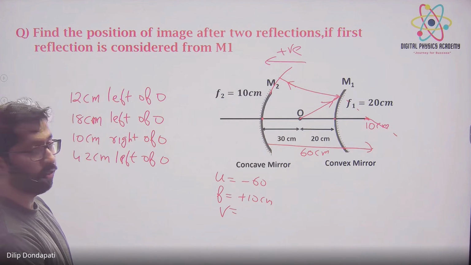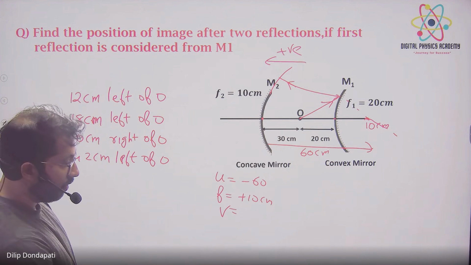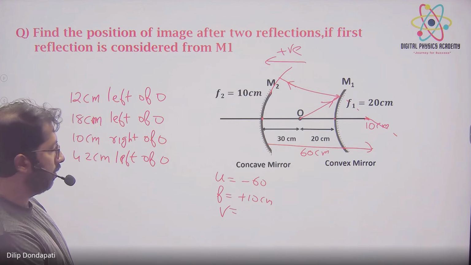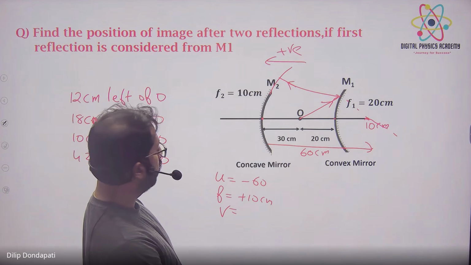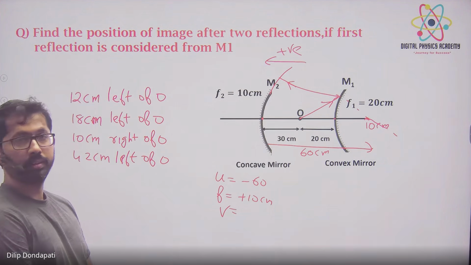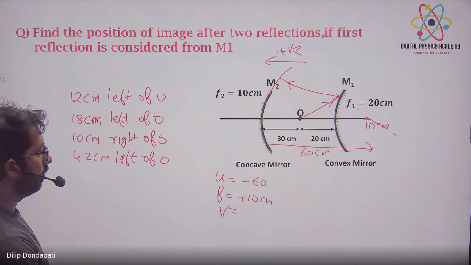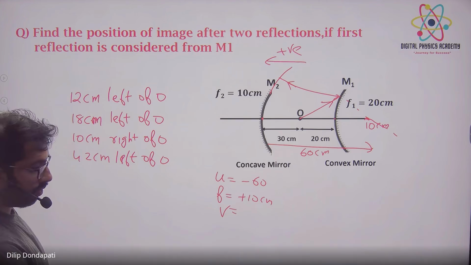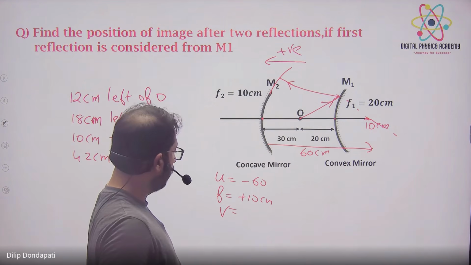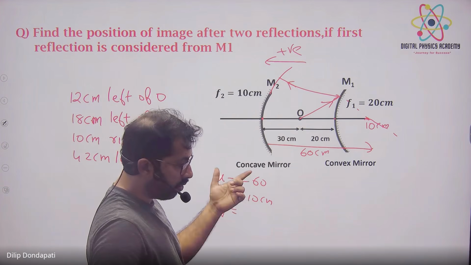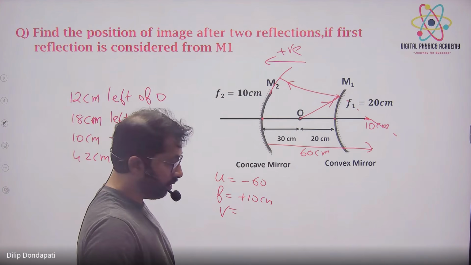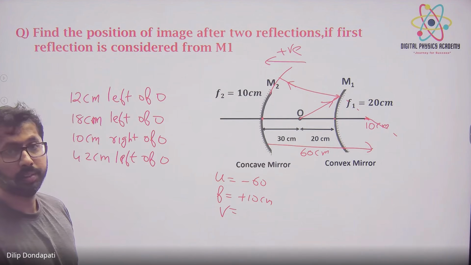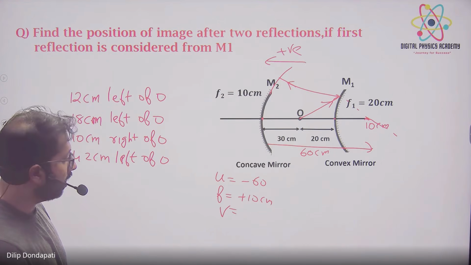UF by U minus F. What is V? Sixty by 7. No, do UF by U minus F. Minus 60 into minus 10 by minus 60 plus 10. How much? Minus 60 plus 10 is minus 50.